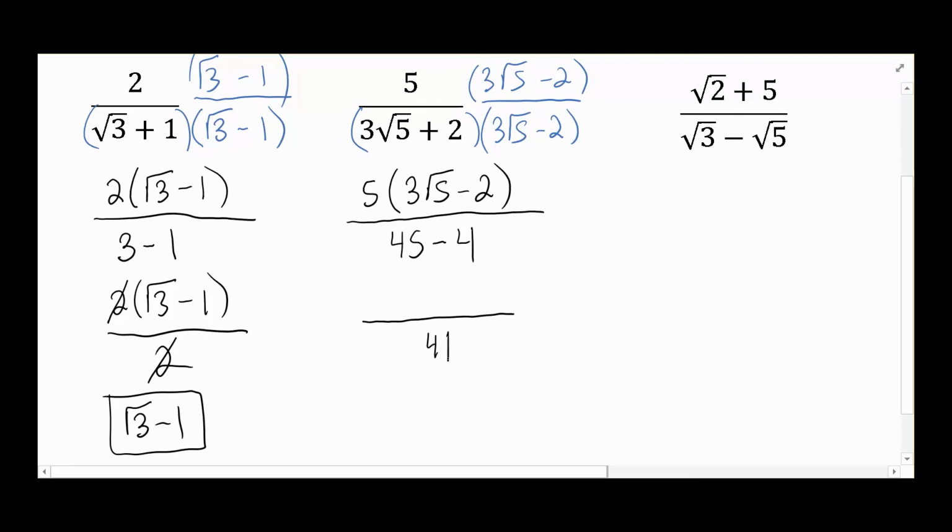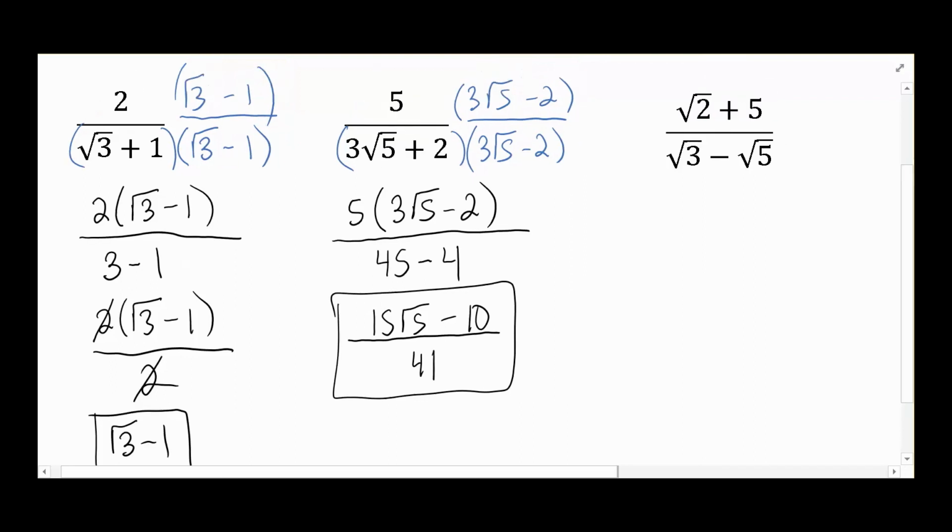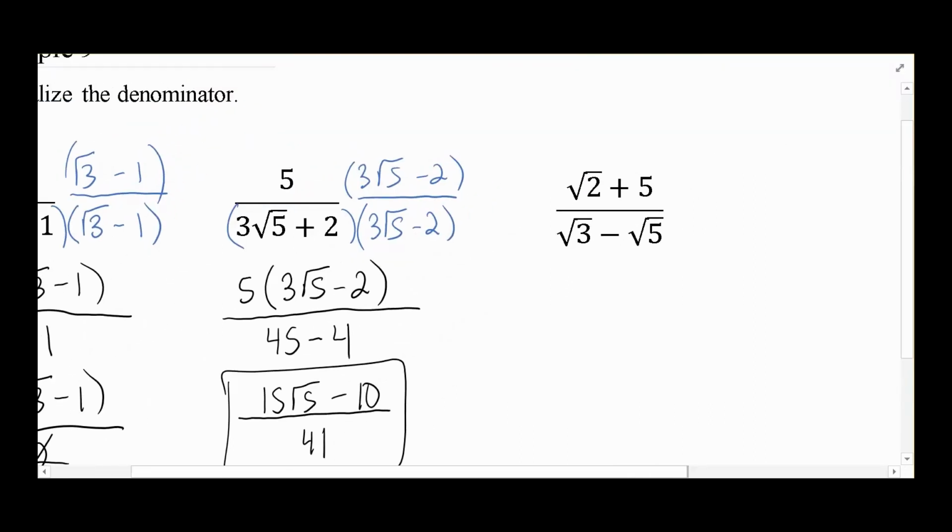And at this point, I can see that having that 5 out in front isn't helping me. So I would go ahead and distribute it and get 15 root 5 minus 10. Let's go ahead and look at the third piece of this.